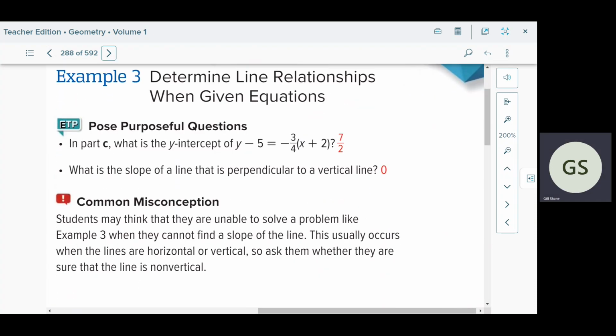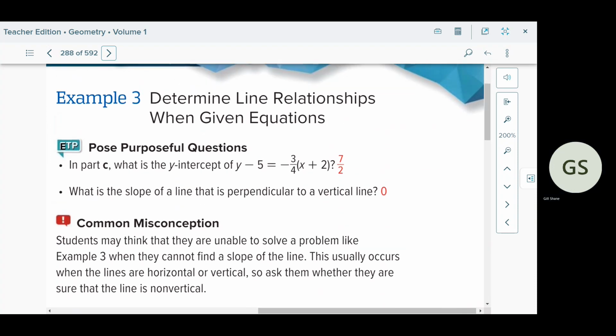You determine when given an equation. So again, we already talked about that. If I have this particular equation, what is the y-intercept of y subtract 5? So you'd have to convert that to point slope form. I'm sorry, to slope intercept form.